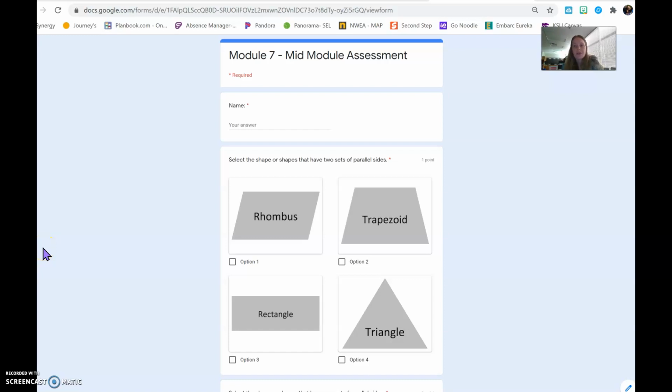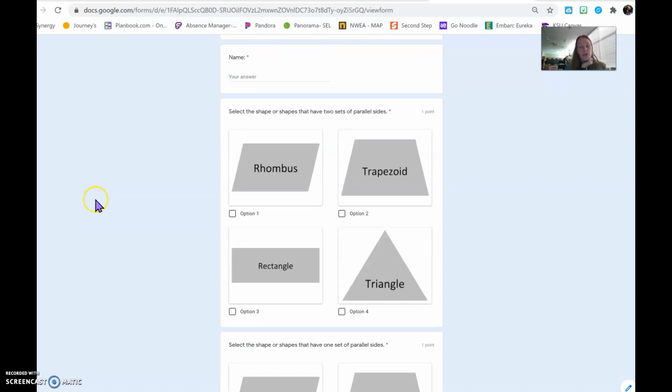All right, friends, since we kind of already explained it yesterday, I'm just going to read the questions to you and you are going to answer them. So select the shape or shapes that have two sets of parallel sides. So it can be one or more shapes, so make sure you click all of them that have two sets of parallel sides.